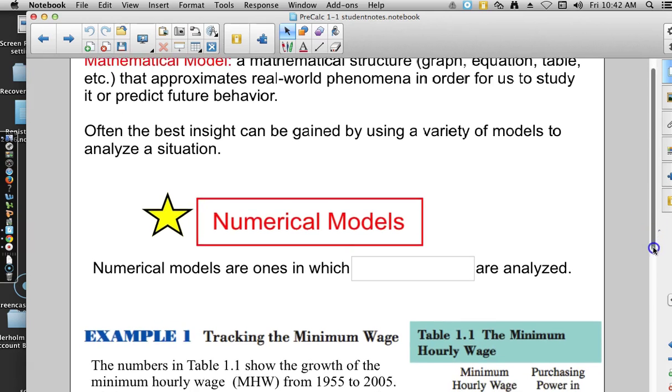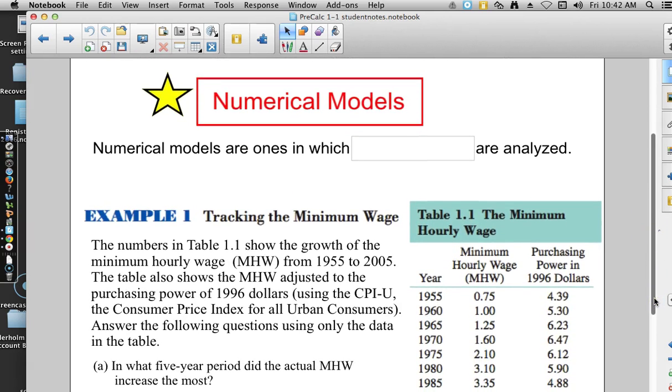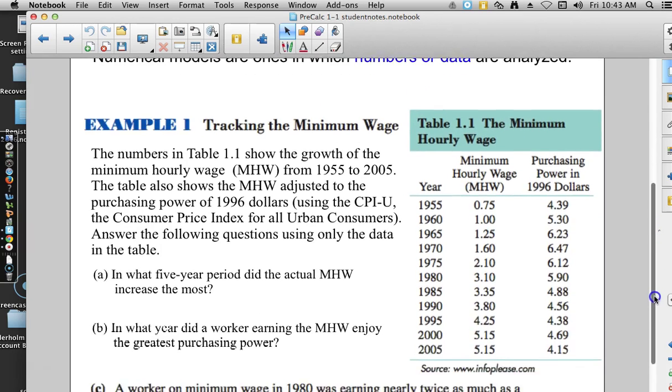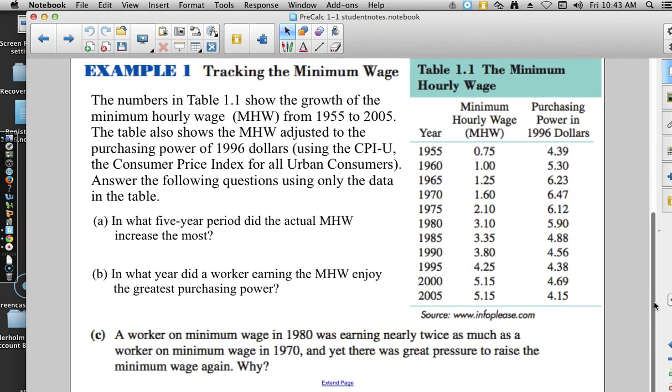situation. First off, we talk about numerical models, and numerical models are just ones in which we look at the numbers or the data and we analyze those as we go. So this one says we're going to track the minimum wage. The numbers in table 1-1 show the growth of the minimum hourly wage, MHW, from 1955 to 2005.